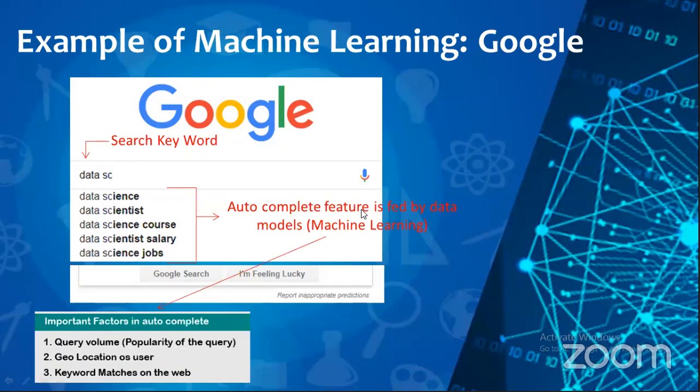The important factors in autocomplete are query volume and geolocation. They even access your geolocation, from which location you are actually typing that keyword. Even Google reads your mindset, what kind of keywords you are typing, and based on that, what keyword you are going to enter next. See, in YouTube, the kind of videos you watch daily, those kind of videos only come as the suggestions you observe in YouTube, my dears.